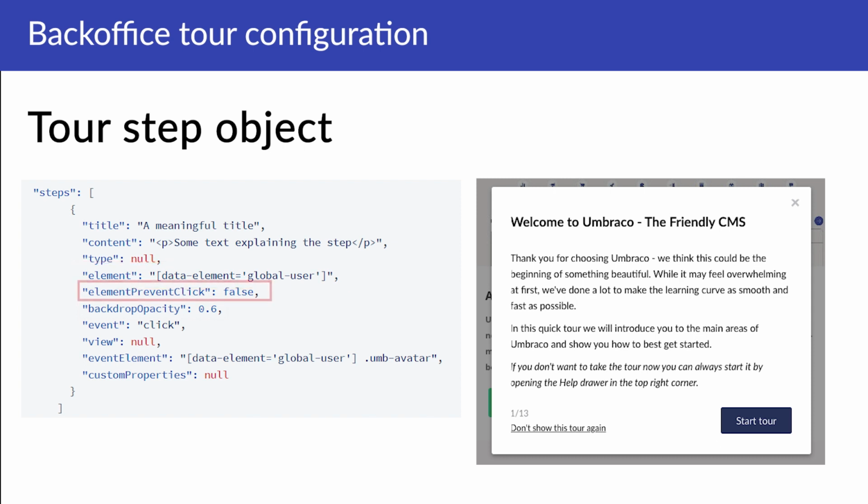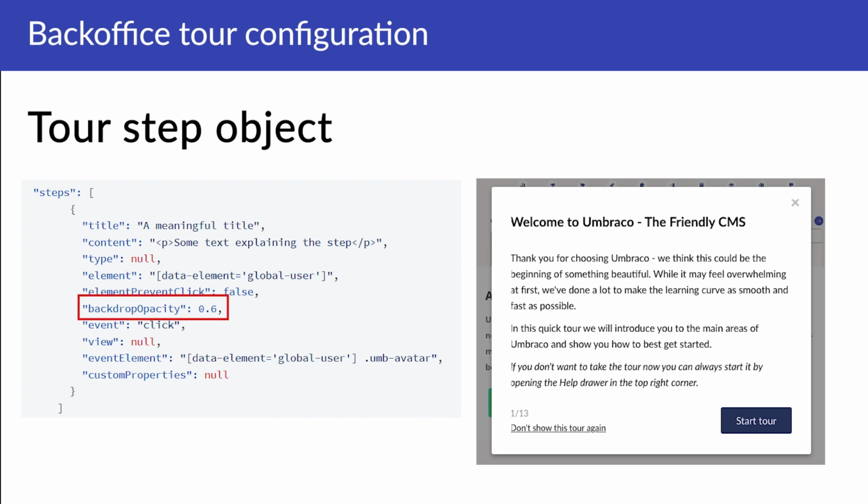We then have element prevent click. Setting this to true will prevent JavaScript events from being bound to the highlighted element. A next button will then be added to the tour step. An example is if you want to highlight a button, but you would like to prevent the user from clicking it.